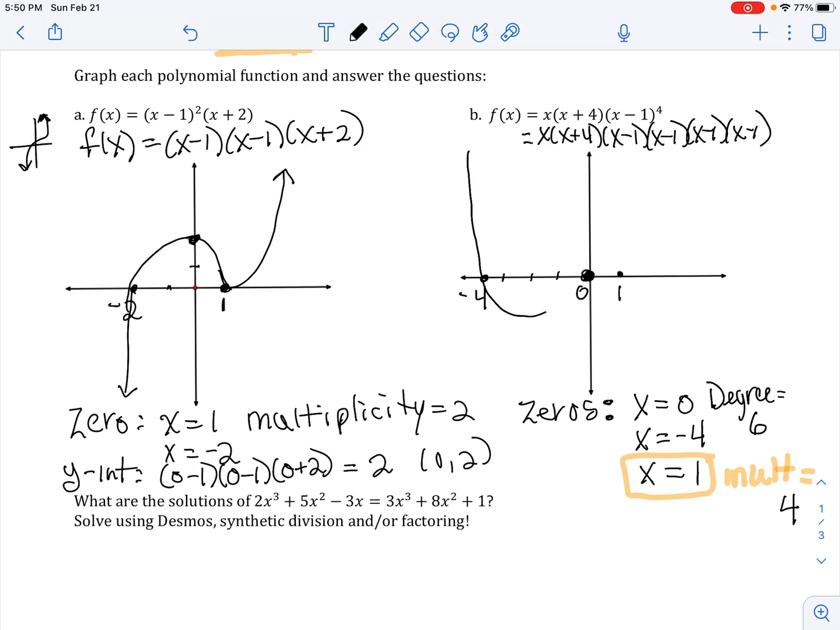It's going to go through. I don't know how far it's going to go through. Then it's going to come back up. I don't know how far it's going to go up. And then it's going to hit this guy. And then it's going to go back up.